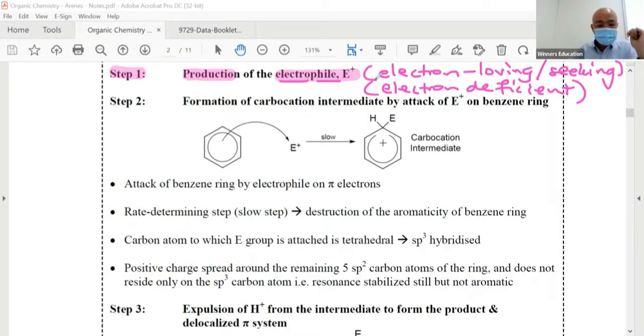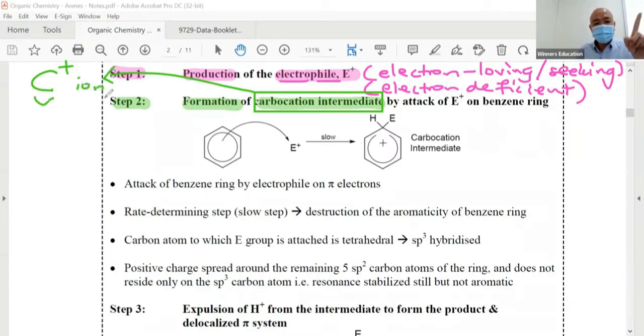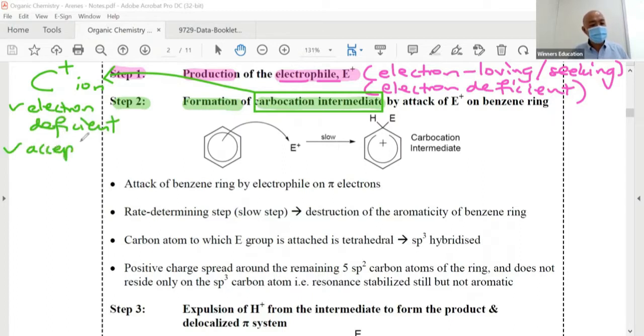Now, step 2 is the formation of the carbocation intermediate. Where have we seen this word before? Alkenes. But it is a different structure. It's slightly different. So what is a carbocation? Carbocation has no deep meaning. Basically, it tells you a carbon with a positive charge. Anything like this is called a carbocation intermediate. It just tells you the carbon is desperate for electron. C+. It can accept electrons. So it's again electron deficient.